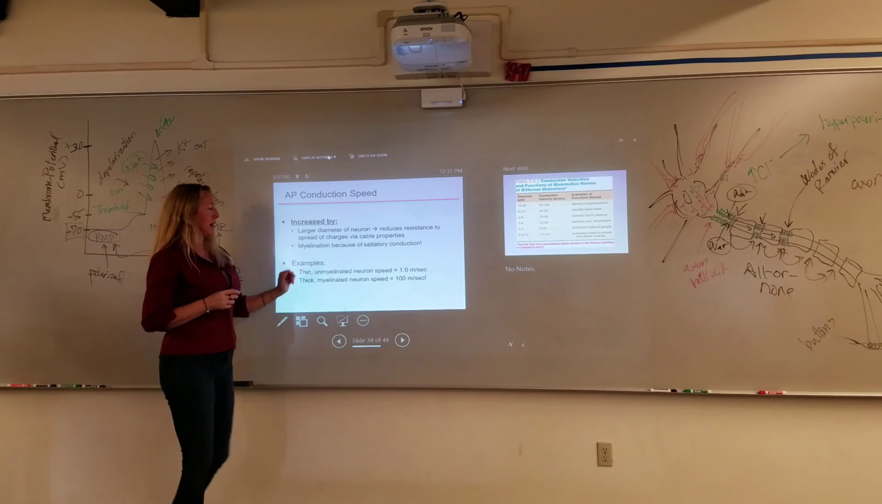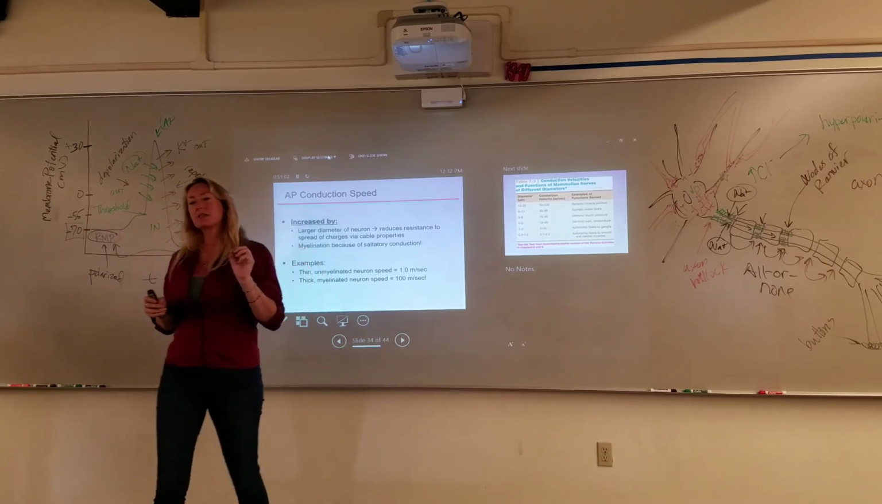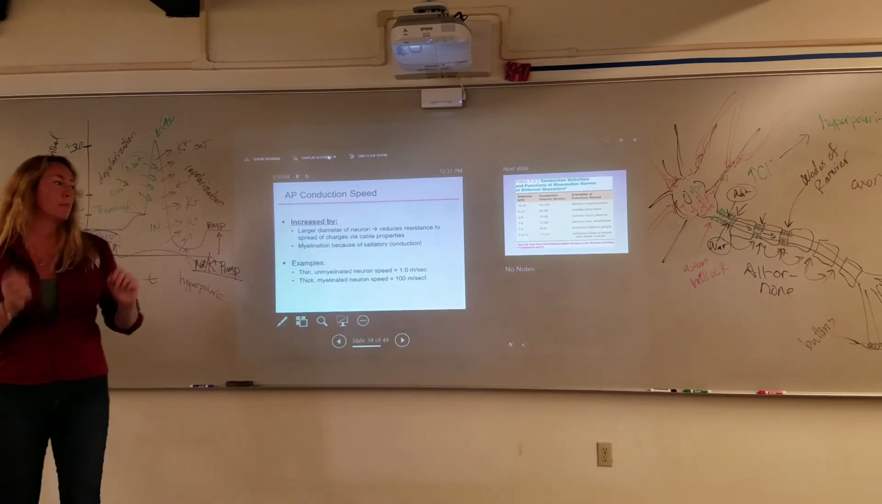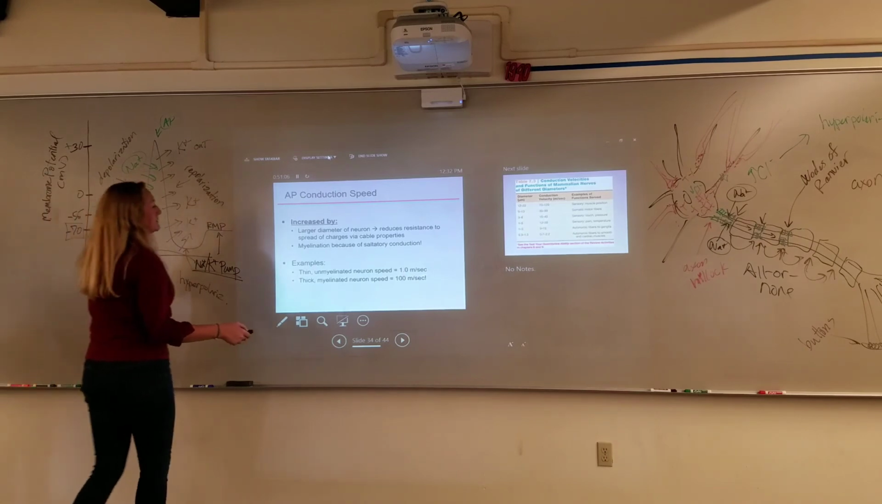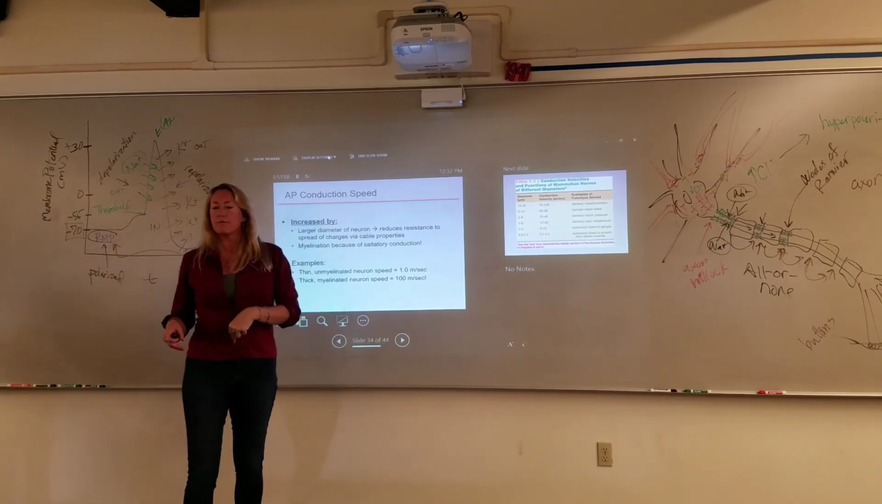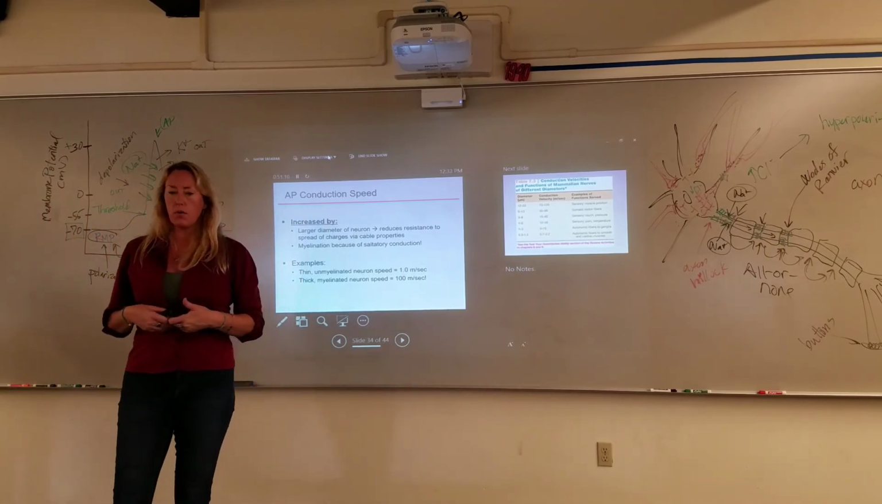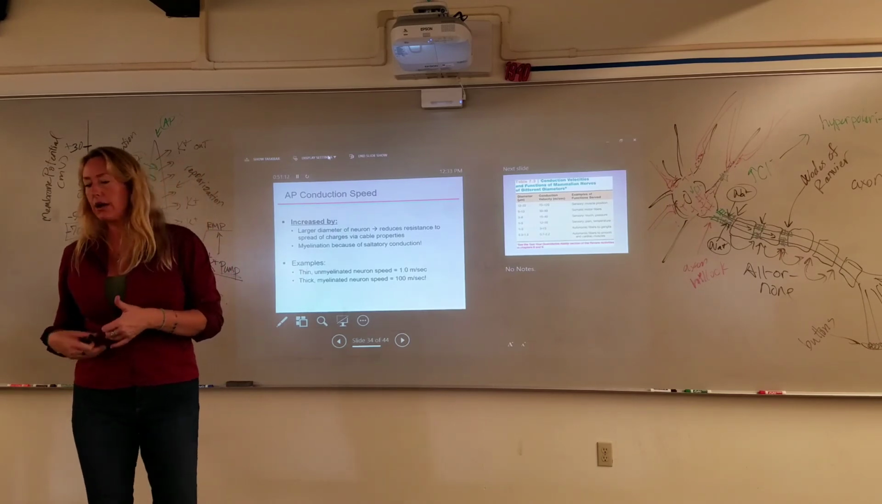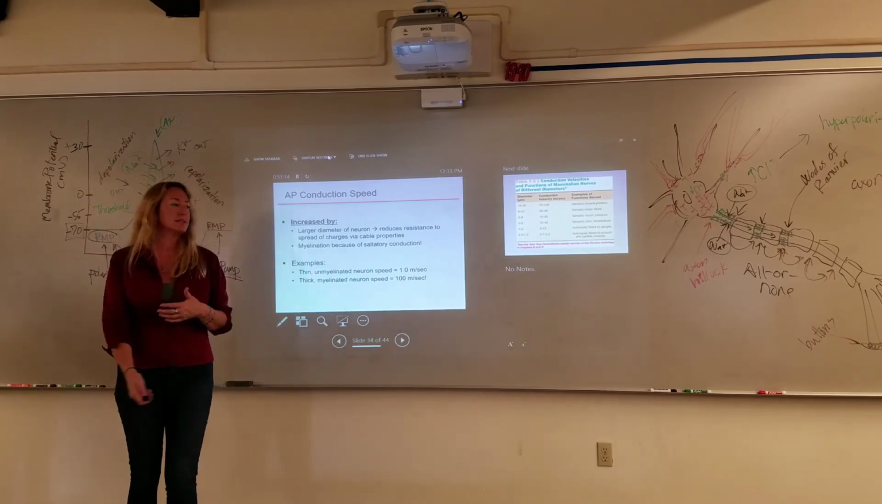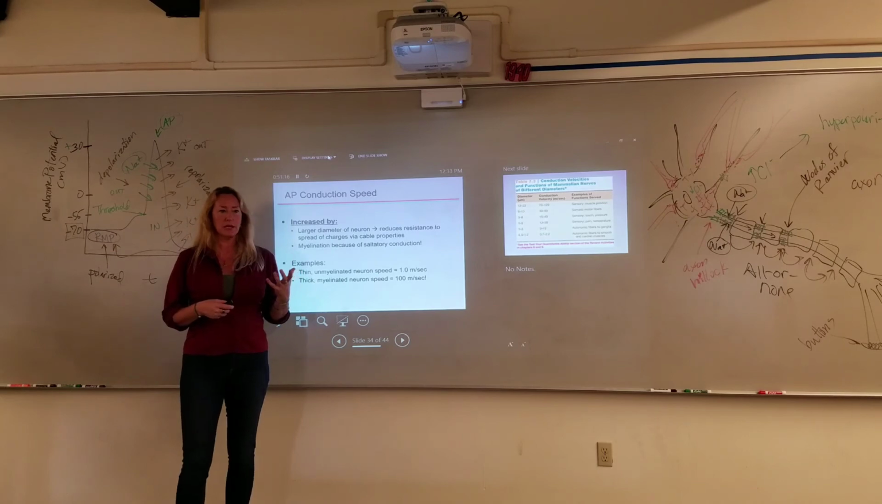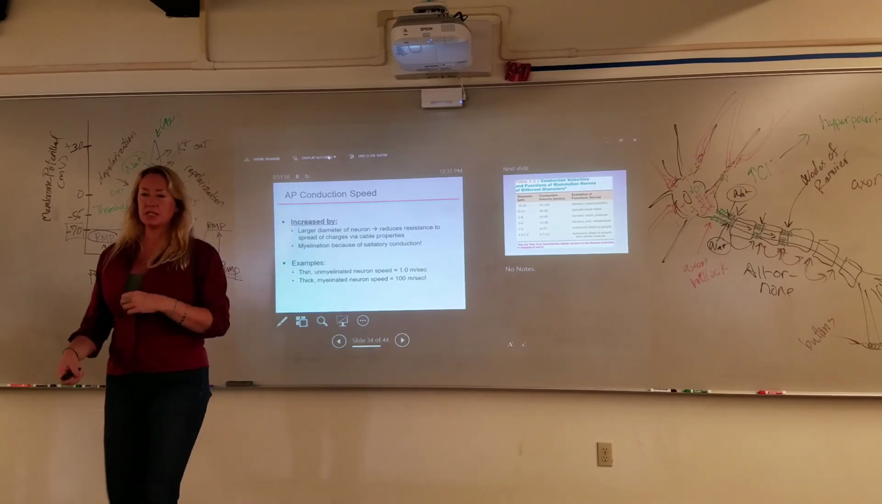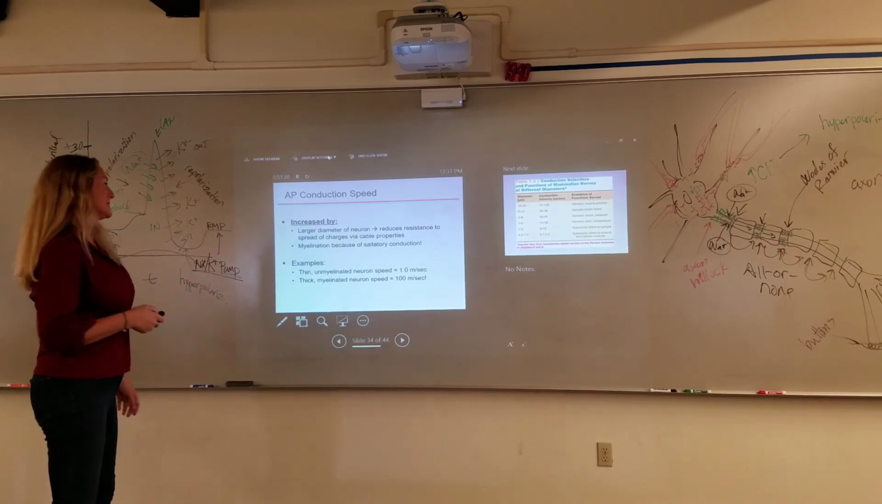Examples are thin, unmyelinated neurons. How fast do they fire in action potential? From top to bottom, about 1 meter per second. So that means from like your spinal cord or the base of your spinal, the tail end of your spinal cord, all the way down to like your foot. That would be like 1 meter per second. Right? So that's about 1 meter distance, doing that action potential in a second.